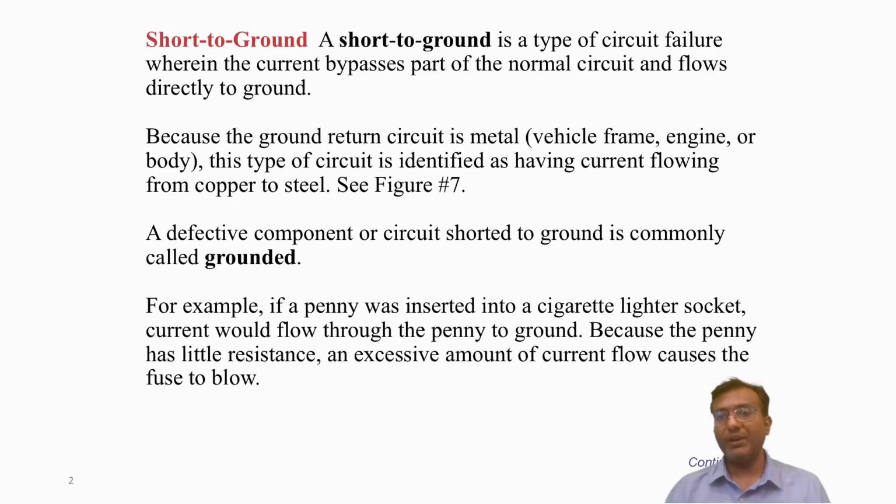A short to ground affects the power side of a circuit. The current flows directly to ground, bypassing part or all of the circuit. This causes no current flow beyond the shorted point. If a wire's insulation is damaged and it touches the vehicle frame, it creates a short to ground, leading to high current flow and blowing the fuse.